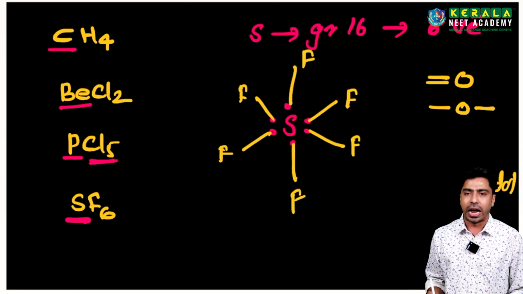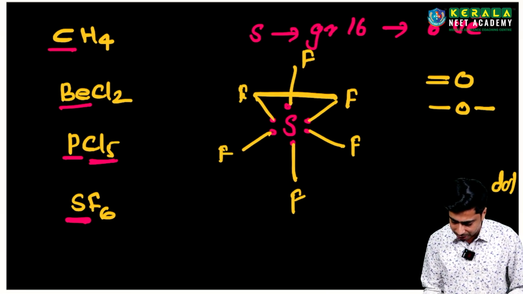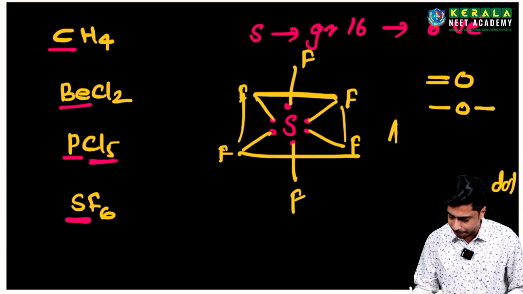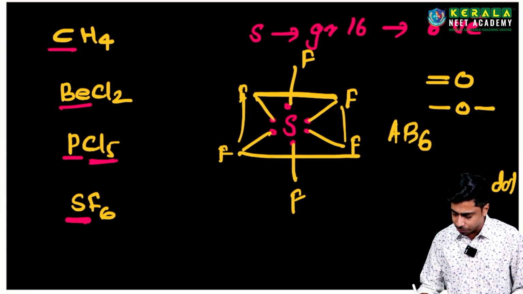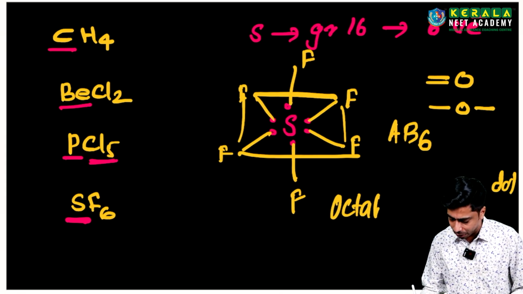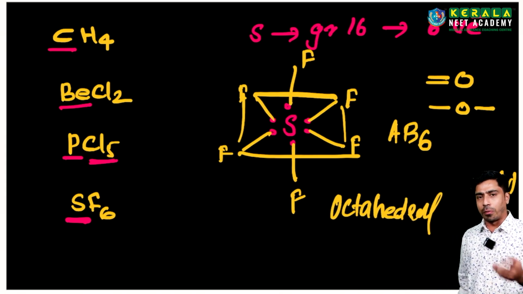Now all the fluorine atoms are bonded. When all the fluorine atoms are bonded, now listen, this particular geometry is called AB6 type without lone pair. AB6 type without lone pair, so this particular shape is called octahedral. We call it octahedral geometry. Now we'll go for more examples.